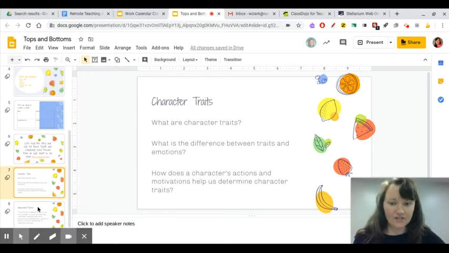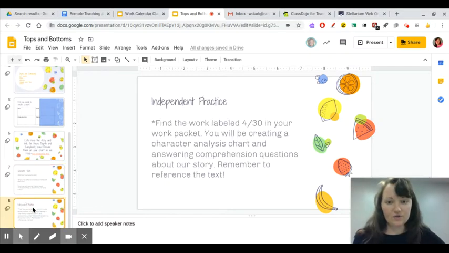Okay, then it says, how does a character's actions and motivations help us determine character traits? Well, if you see what a character does, you can say, because they did this, because this is the action they took, that's why they are this character trait. It's like evidence. So, in your independent practice, you're going to find the work labeled 4-30 in your work packet. You will be creating a character analysis chart and answering comprehension questions about our story. So remember to reference the text. You can always go back in the video to listen to the story again, or there should be a copy included in your packet.